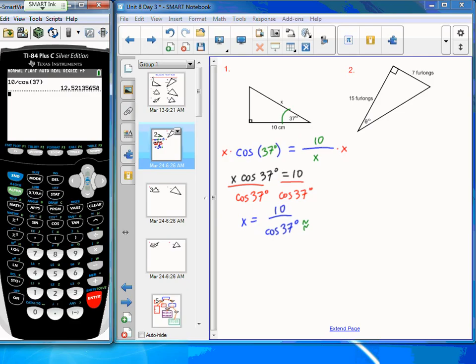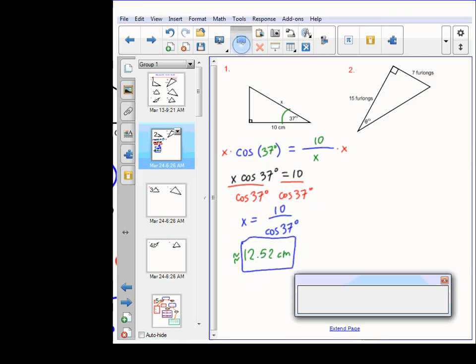Raise your hand if you had about 12.52. 12.52. And what's the label on that? The label on that, Chrissy? Centimeters. Centimeters, awesome, thanks. 12.52 centimeters. Awesome. Let's take a look at the second one.